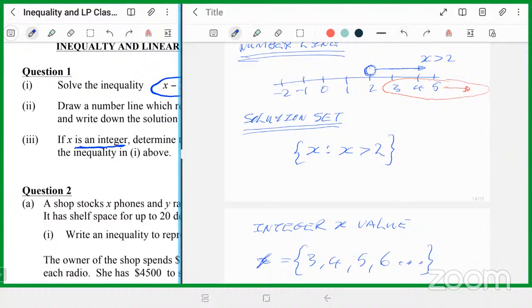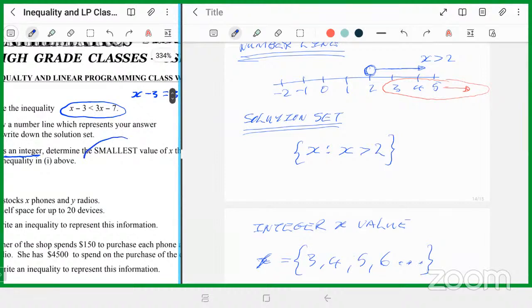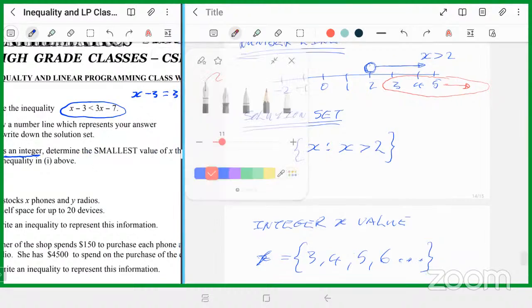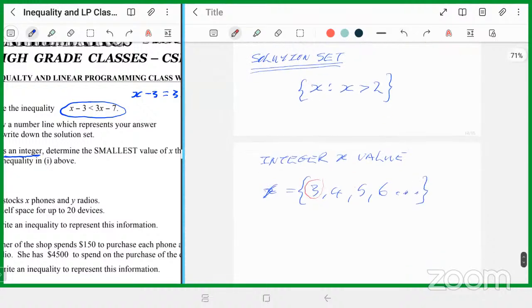And the question was asking for the smallest one. The smallest one is this first one right here, the 3. That's the smallest integer x. If x is an integer, that will be the smallest value. It's x equals 3. That finishes that question.